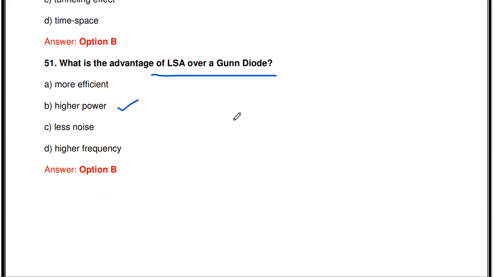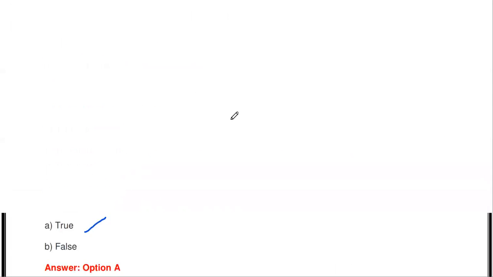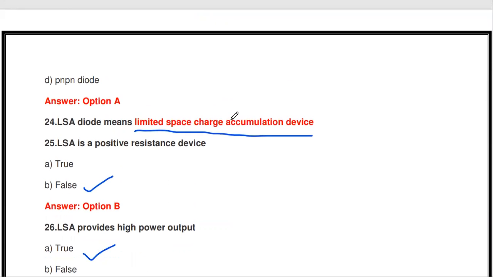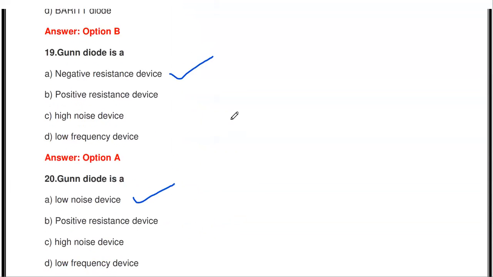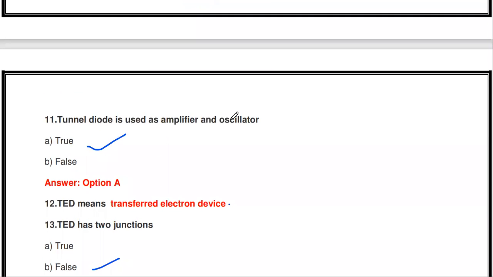Okay, so these are some of the questions about microwave semiconductor devices. In this video we discussed, so what are all the things we discussed? The first one is the tunnel diode. What is the use of the tunnel diode? What are the properties of the tunnel diode? The tunnel diode is a negative resistance device. It is used as an oscillator. It is used in the microwave range.